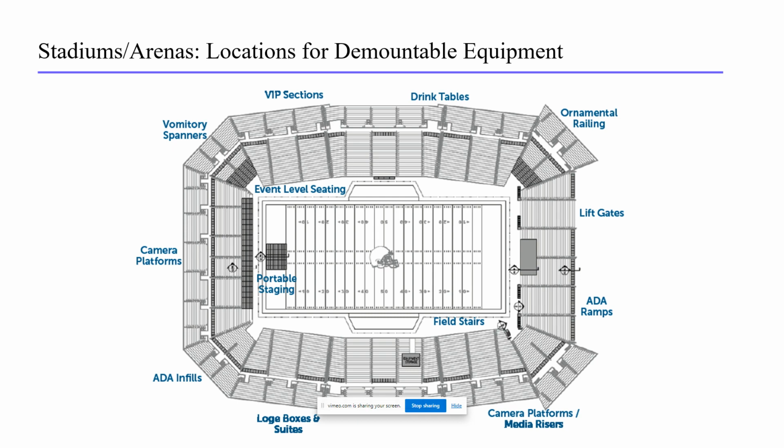As you look around the stadium, you see the areas where demountable equipment could be installed. Most of this equipment is built using standard demountable platforms in different applications, but you will also notice some semi-permanent and architectural applications for this type of equipment as well. In a stadium or arena, demountable platforms can be used to create ADA seating infills and ramps, flexible camera positions, VIP and loge box seating areas, event level seating sections, vomitory spanning sections, and concert performance staging, all using similar standard components to maximize the flexibility of the equipment being used. Other types of demountable equipment include field stairs and forkable seating systems typically found around the field level of a stadium.